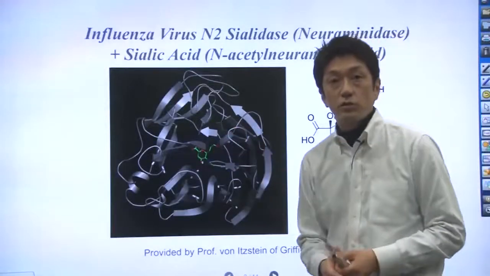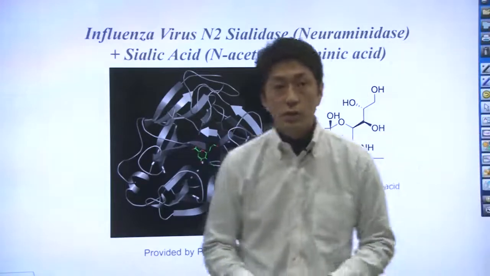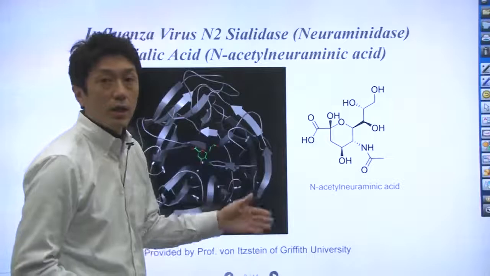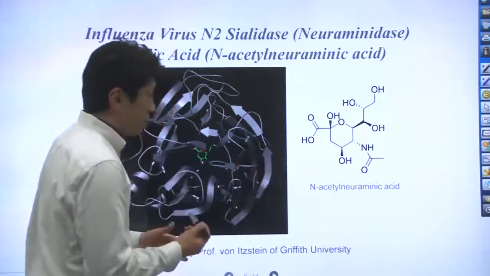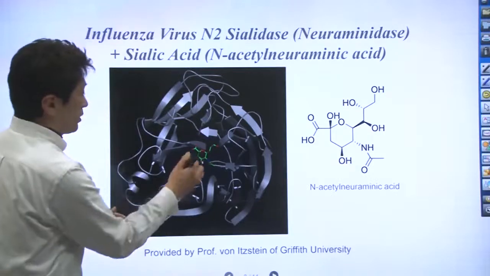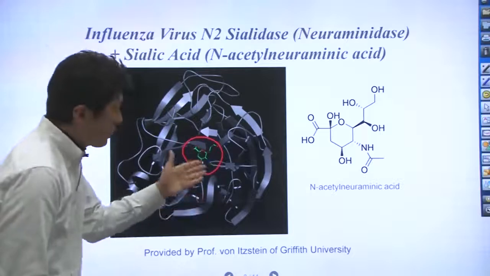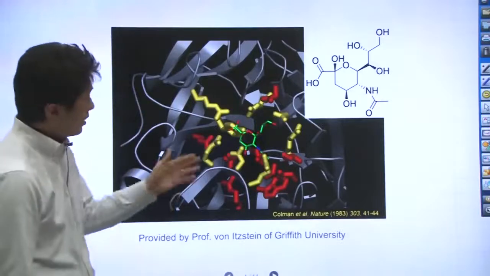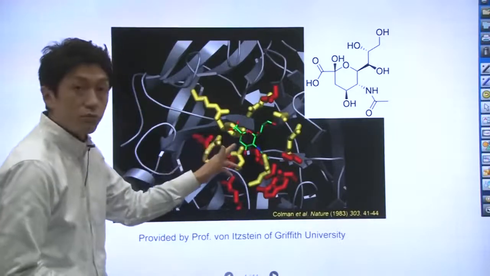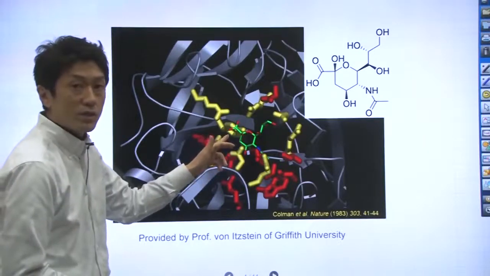This is the crystal structure of influenza virus N2 sialidase bound to the alpha N-acetyl-neuraminic acid. So you can see the substrate right here. Let me expand the binding site. So now you can see a 6-membered ring structure right here and carboxylic acid right here.